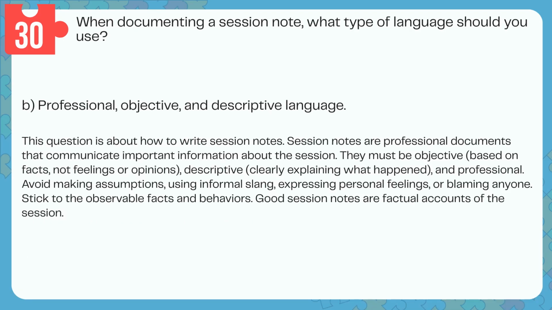Answer B. Professional, objective, and descriptive language. This question is about how to write session notes. Session notes are professional documents that communicate important information about the session. They must be objective, based on facts, not feelings or opinions, descriptive, clearly explaining what happened, and professional. Avoid making assumptions, using informal slang, expressing personal feelings, or blaming anyone. Stick to the observable facts and behaviors. Good session notes are factual accounts of the session.